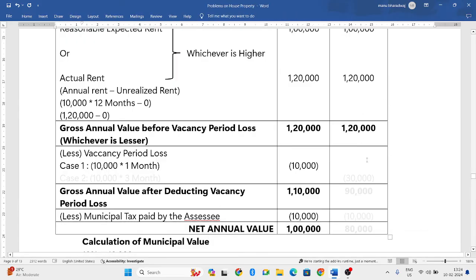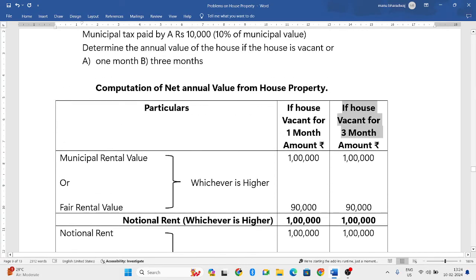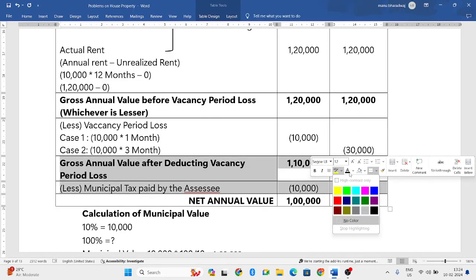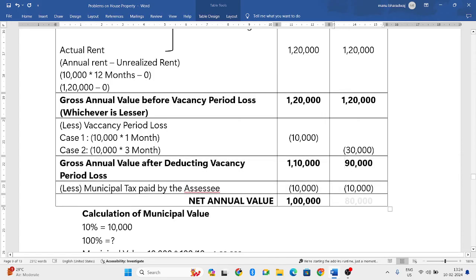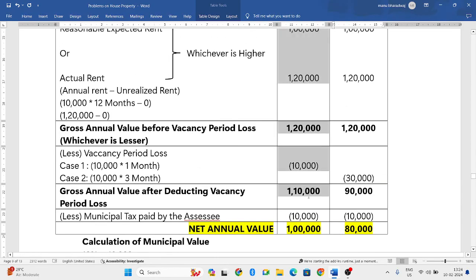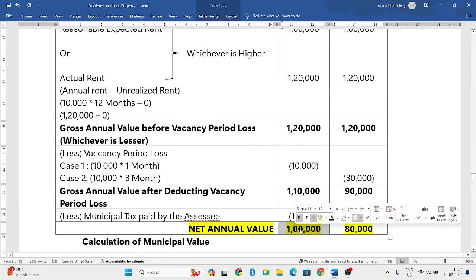Now come back to case 2. In case 2, they have told that the house is vacant for 3 months. So you will calculate 10,000 into 3 months. The vacancy period loss will be 30,000. If you deduct that 30,000 from 1,20,000, you will get 90,000. From that 90,000, you have to subtract 10,000 tax paid by Mr. A. The net annual value you will get is 80,000. So if the house is vacant for 1 month, the NAV will be 1 lakh. If the house is vacant for 3 months, the NAV will be 80,000.